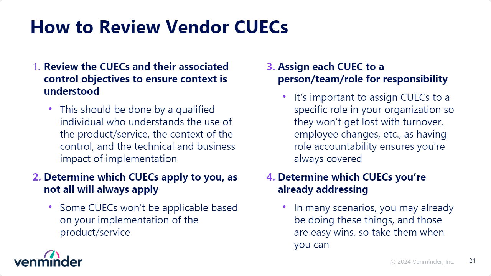And then you need to determine which CUEs you're already addressing. Like we looked at a few slides back, there are some common areas that CUEs fall into, right? And a lot of those areas are things you're already doing. Logical access, for instance, is a very common one that you'll see complementary user entity controls fall into. And the majority of organizations are addressing logical access. So in many scenarios, you're already doing these things, and those are easy wins, low-hanging fruit. So take them when you can.